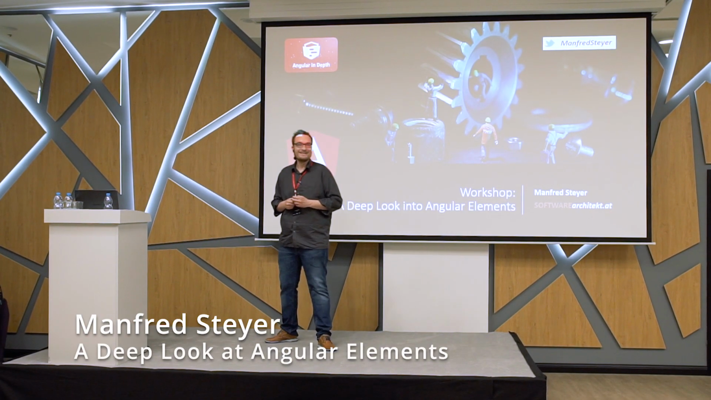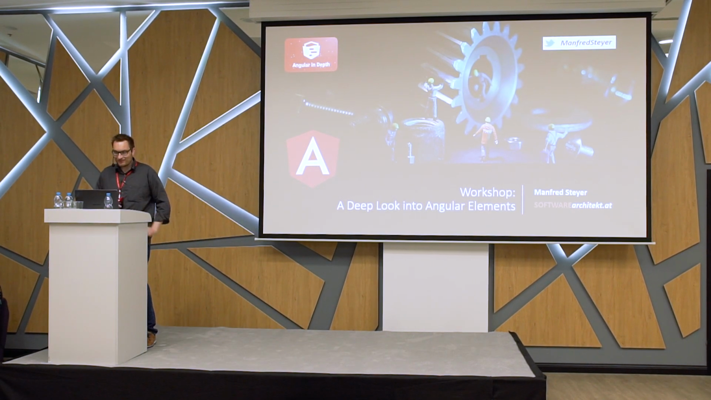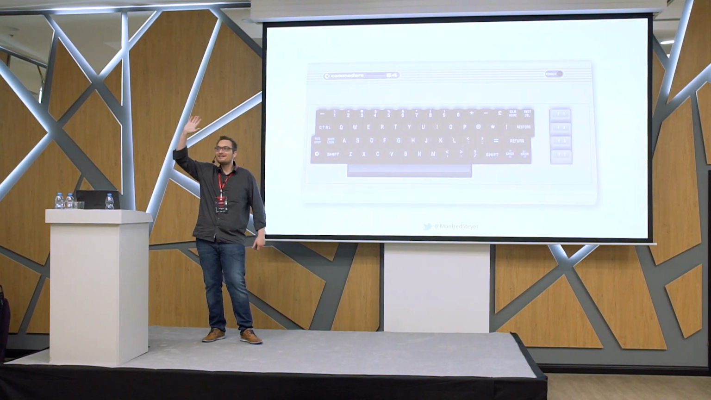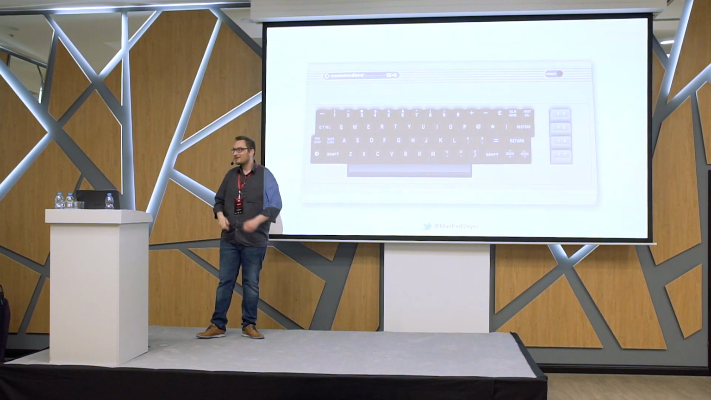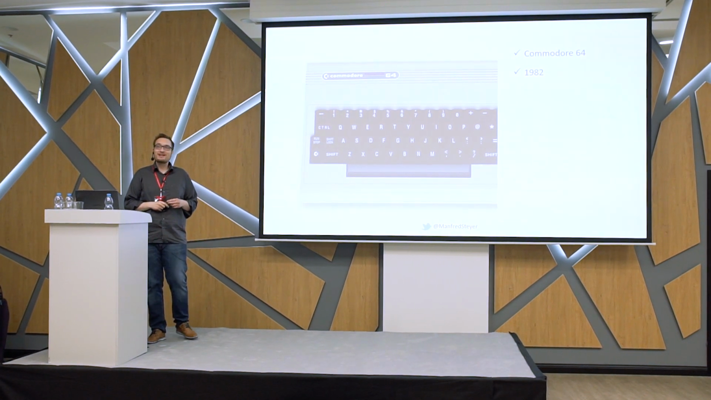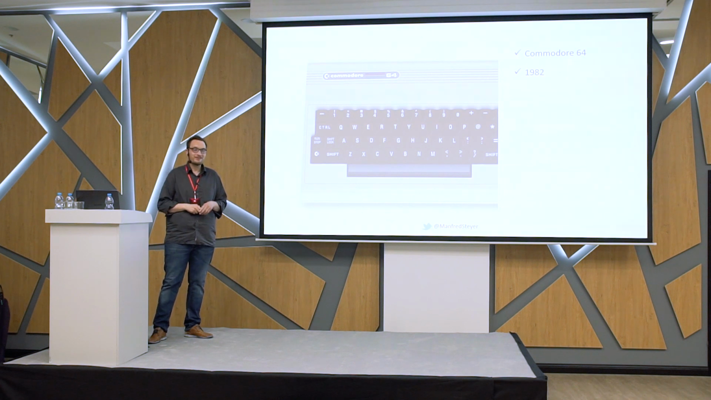Can you see me? Great. So one more time, I want to start with a picture. Who remembers this machine? Some of you? Yeah, it's a good old C64, a Commodore 64, the hero of my childhood. It was released in 1982. That really shows that I'm growing old nowadays.